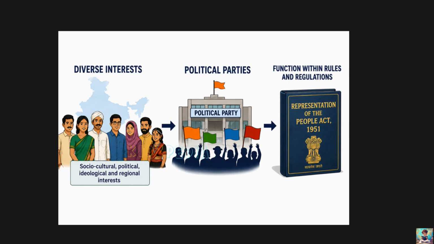India is a very diverse country. People have different cultures, different social backgrounds, different political ideas, and different needs depending on the region they live in. Political parties represent these different interests and viewpoints of people. For example, some parties may focus more on the interest of a particular region, while others may focus on particular social or political ideas. So, having different political parties allows different voices and interests in Indian society to be represented in democracy. That is why political parties reflect the diversity of Indian society.